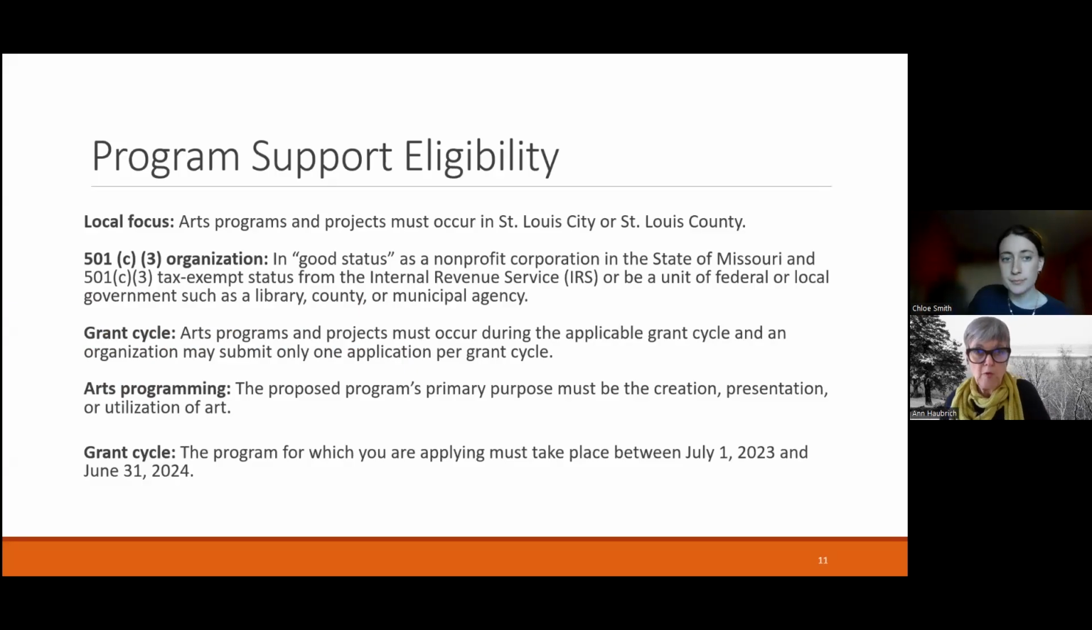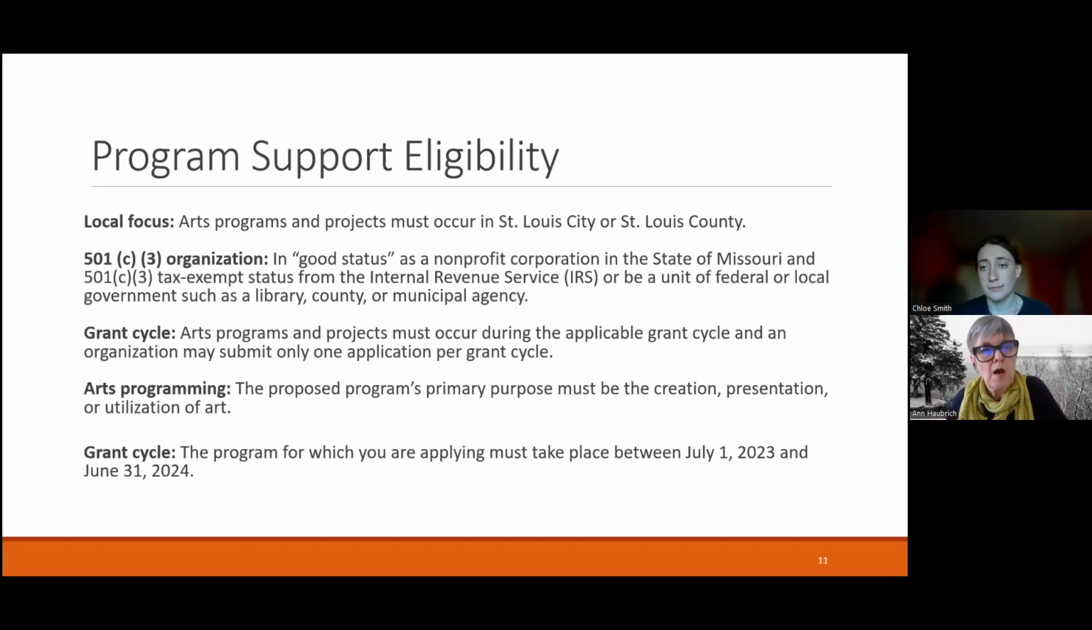Great, thanks, Chloe. I'm going to go over the program support eligibility, and then Chloe will go over the artist support eligibility. So we have a local focus. The arts programs and projects must occur in St. Louis City or St. Louis County. That's because we get that money from the hotel room sales tax and we have to do it in those regions.